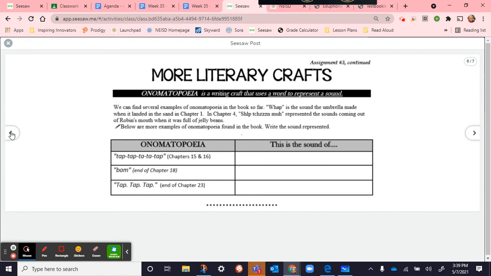The BAM at the end of chapter 18, this had to do with whenever they became homeless, it was like bam, it just happened. It wasn't like you saw it coming, it just, bam, it happened. And then the tap, tap, tap was the part in the end of chapter 23 where their family is talking.